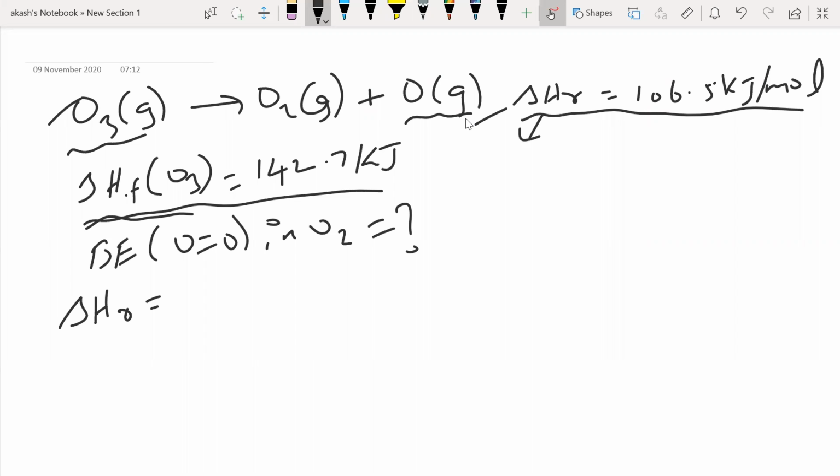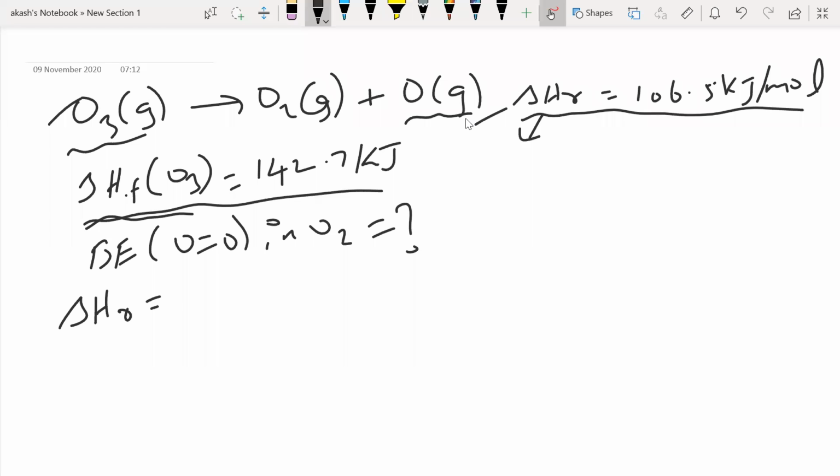What do we generally do? The overall enthalpy of reaction in terms of enthalpy of formation, how do we do it? We have a way of doing it: total enthalpy of formation of products minus total enthalpy of formation of reactants. Yes, that we can do, right?